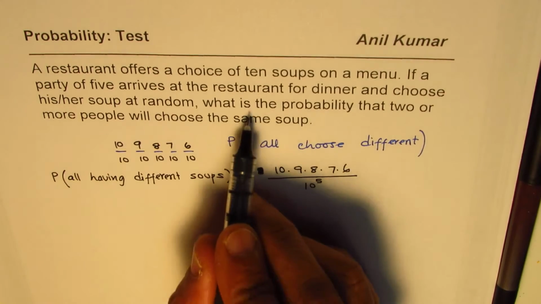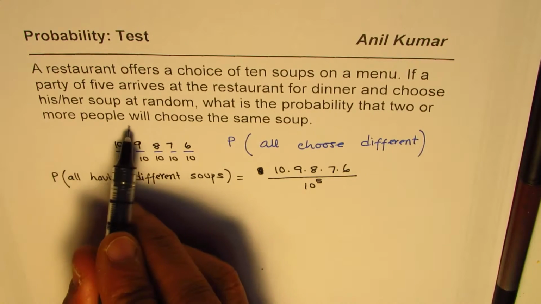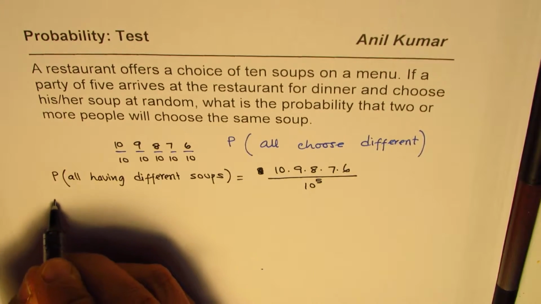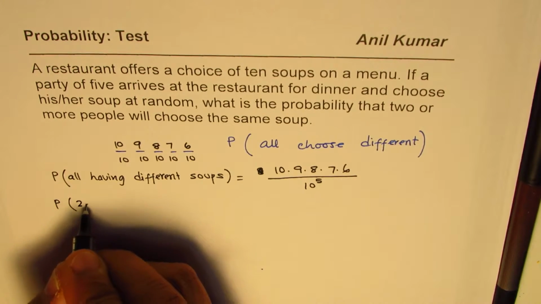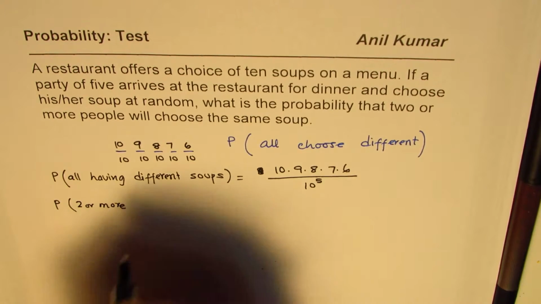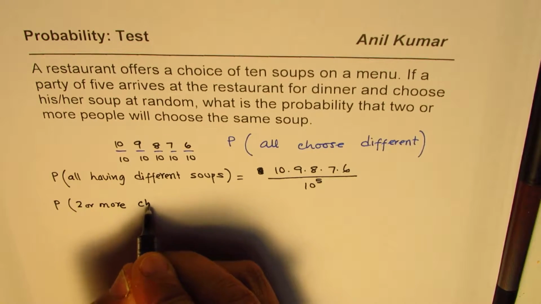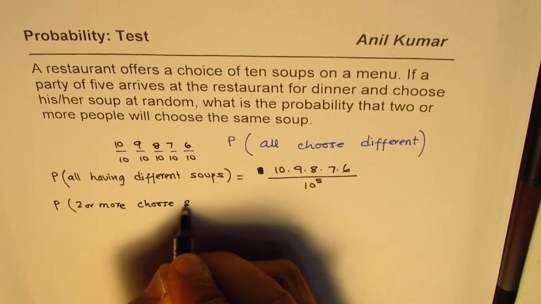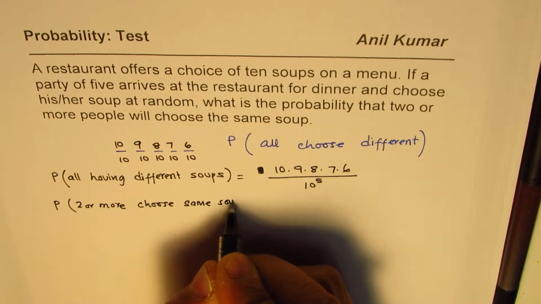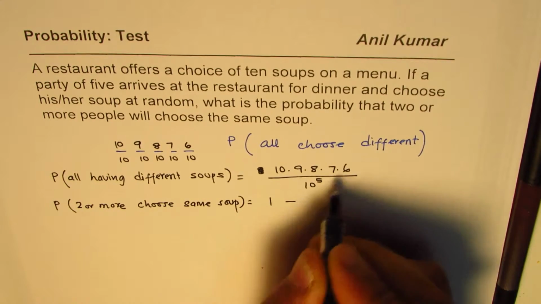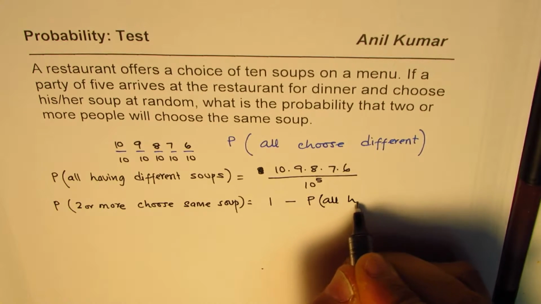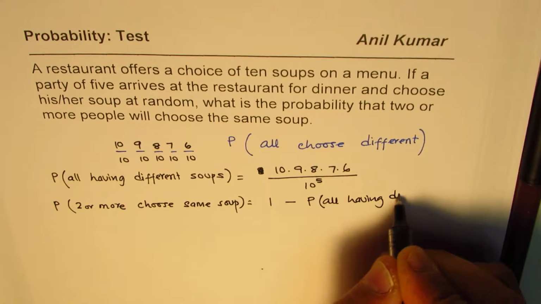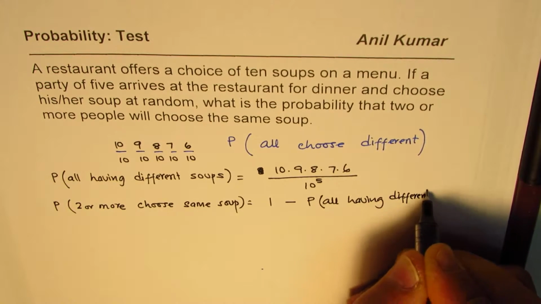Now the question is, what is the probability that 2 or more people will choose the same soup? So we need the complement of this. The probability of 2 or more choosing the same soup should be 1 minus this amount, so 1 minus the probability of all having different soups. So that is the concept here.